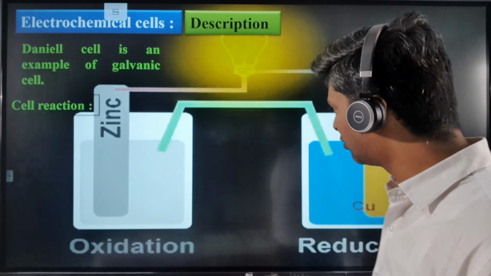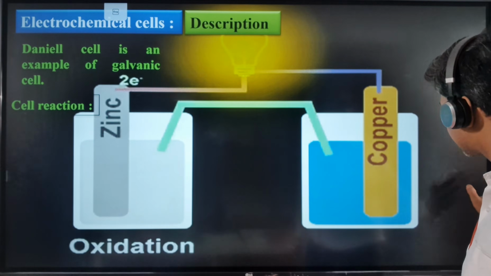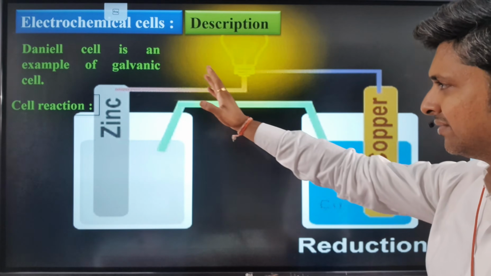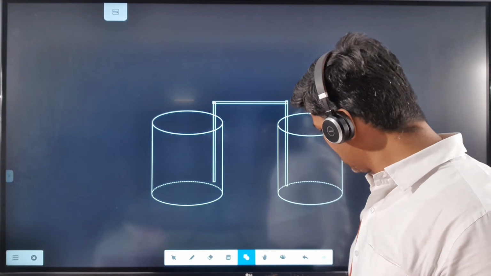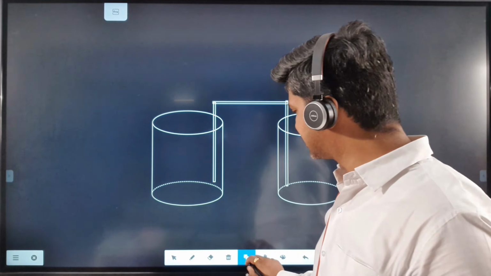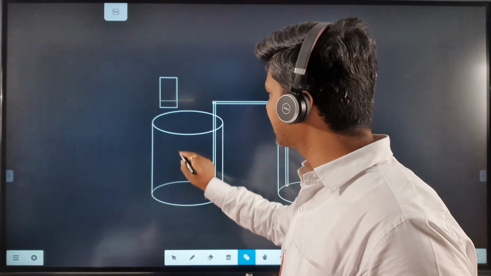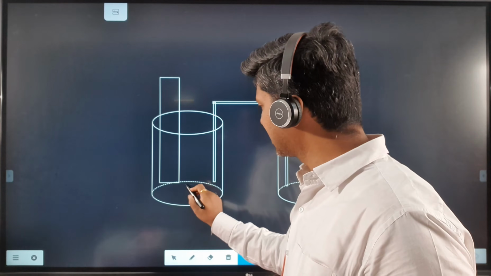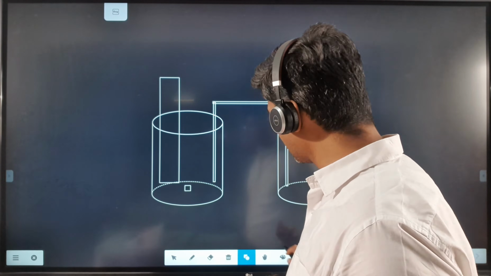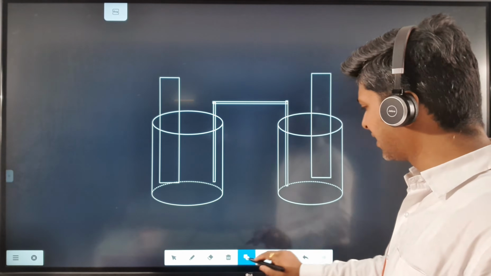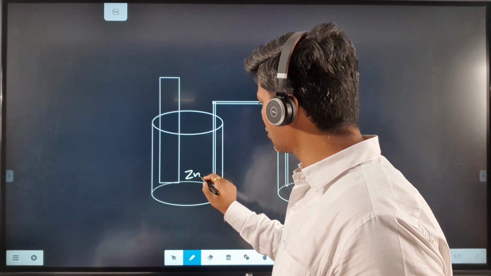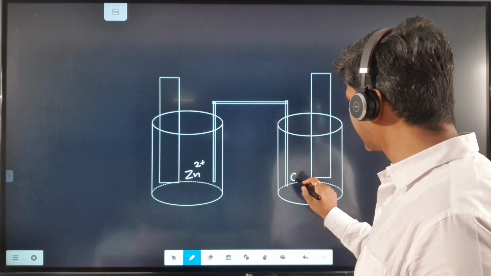So let's see how this Daniel cell exactly works. So we're going to have a zinc electrode. Let me draw the diagram for you so that you understand it properly. So we're going to have a zinc electrode placed in a solution of zinc ions, and a copper electrode placed in a solution of copper ions, cupric ions.